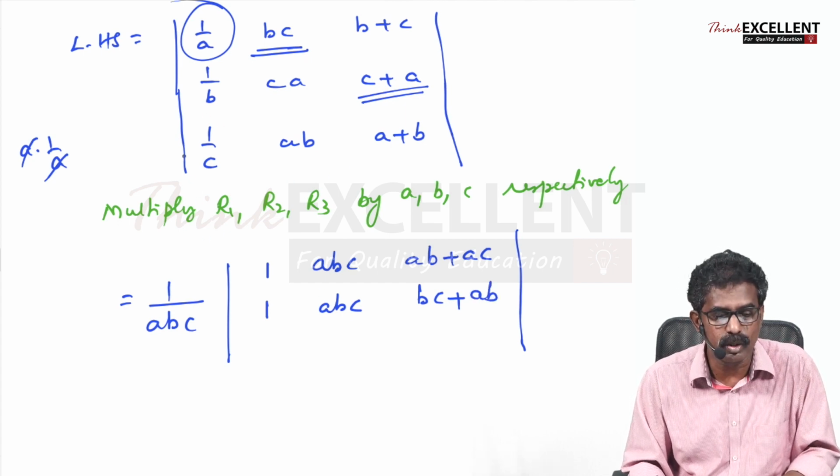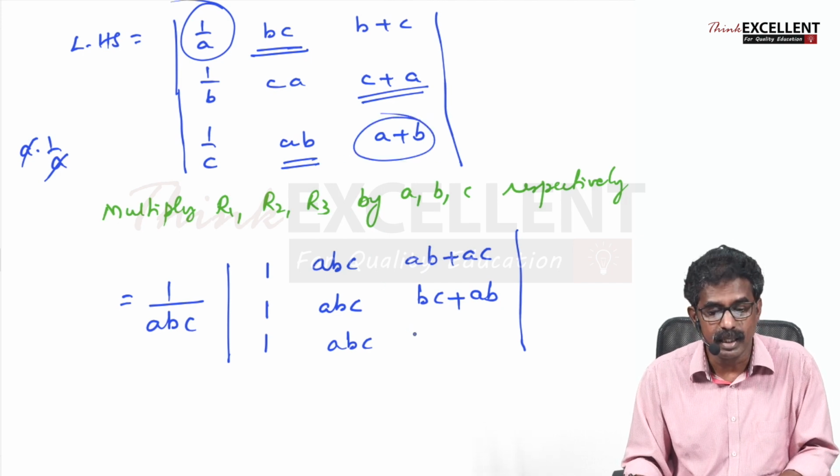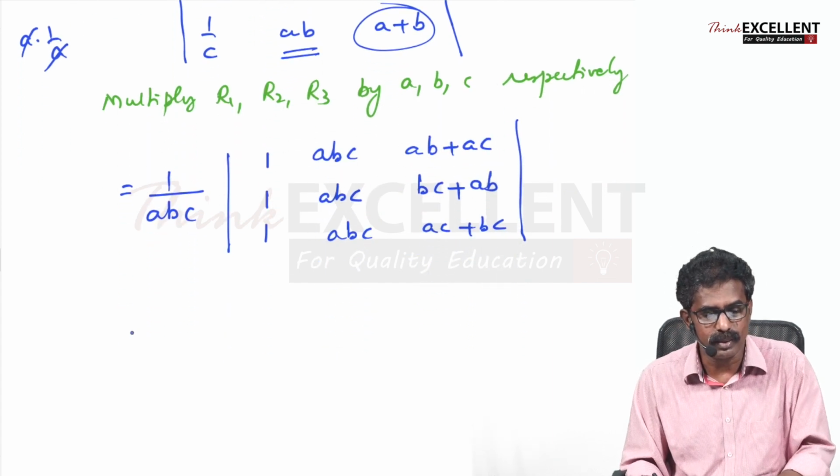Okay. Third row you multiply by C. Tell me quickly. Third row you multiply by C. C cancel. You are getting 1. Multiply by C, ABC. Third final element, last element, multiply by C. AC plus BC. Right.